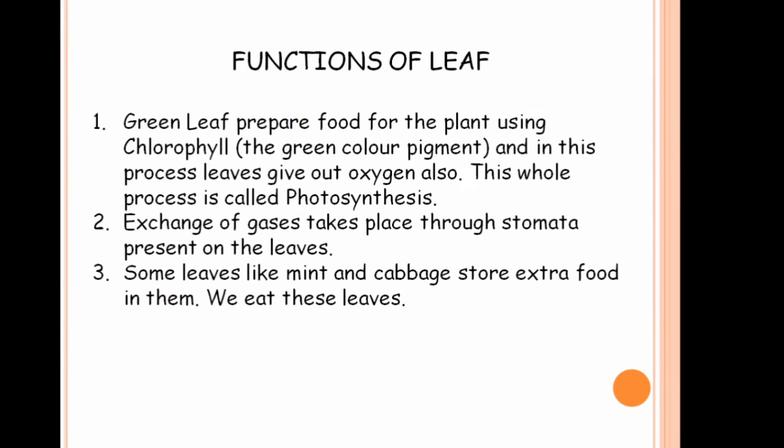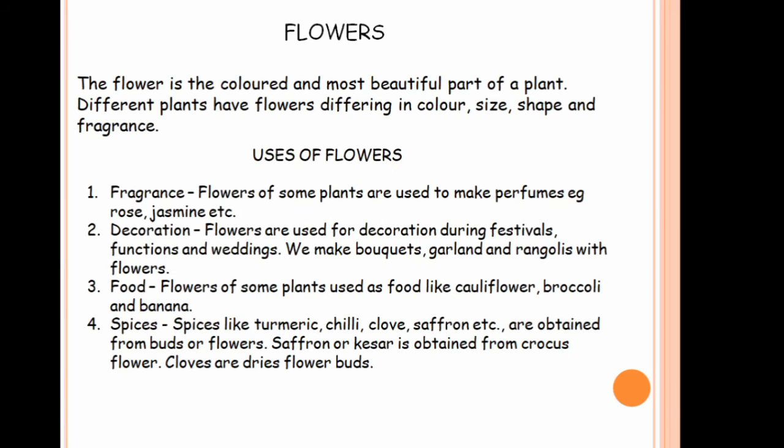Functions of leaf. Green leaves prepare food for the plant using chlorophyll, the green color pigment, and in this process leaves give out oxygen also. This whole process is called photosynthesis. Exchange of gases takes place through stomata present on the leaves. Some leaves like mint and cabbage store extra food in them. We eat these leaves.